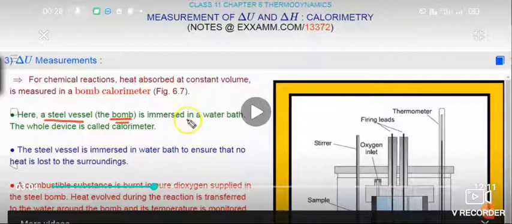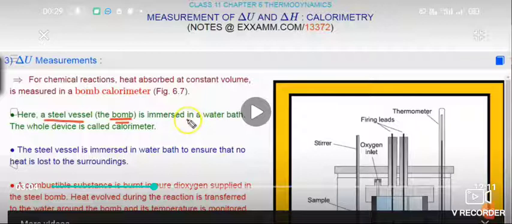So heat evolved during the reaction is transferred to the water around the bomb and its temperature is monitored. Since the bomb calorimeter is sealed, the volume does not change and the energy changes associated with reactions are measured at constant volume. So what happened here? Constant volume. Even for reactions involving gases, there is no work done. So delta V is equal to 0. The temperature change of the calorimeter produced by the completed reaction is converted into QV by using the known heat capacity of the calorimeter.